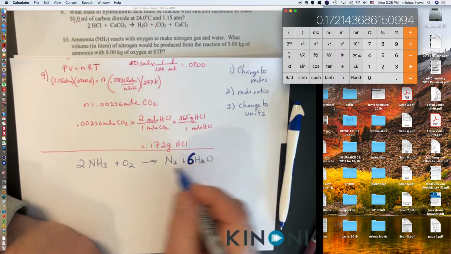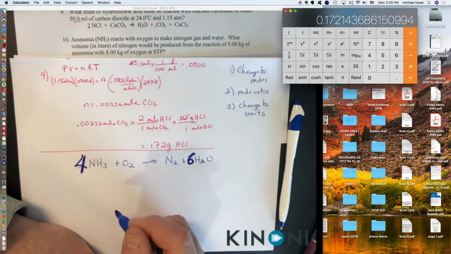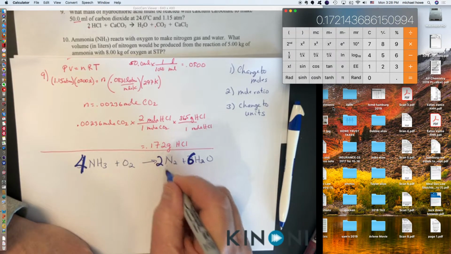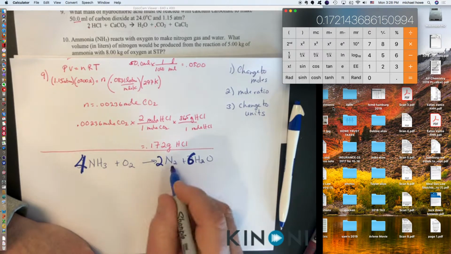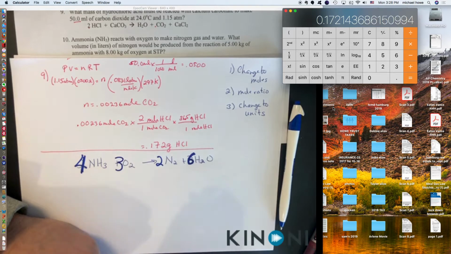And then if I make that a 6, 6 times 2 is 12, so I'd have to have a 4 over here. And if 4 times 1 is 4, so I'd have a 2 here. And then I've got 6 oxygen, so I'd have to put a 3 over here because 3 times 2 makes 6. So that's the correct balanced equation.